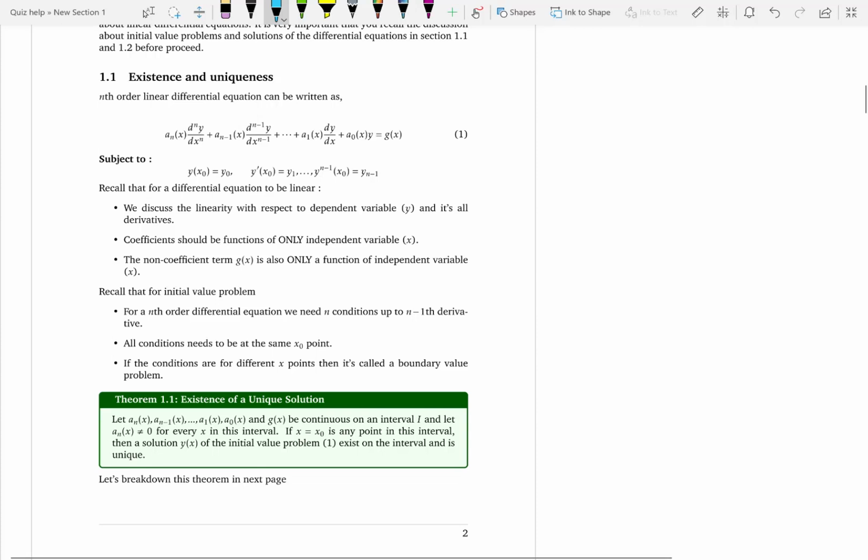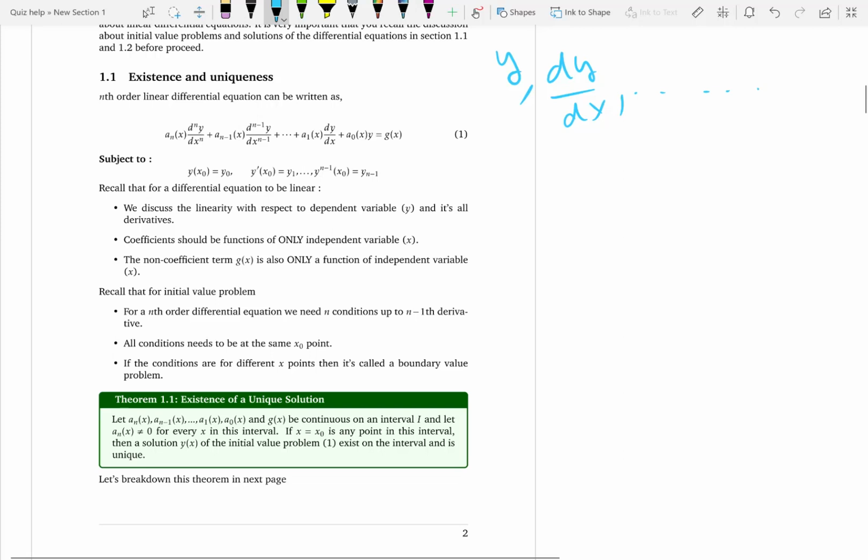Remember, what is linear? Linear means three things. What are the three things? First thing is, we talk about linearity with respect to the dependent variable and all its derivatives. So the dependent variable is y and its derivatives should all be of degree 1. The power of them should be 1. The number of times that you have taken the derivative doesn't matter. The degrees should be 1.